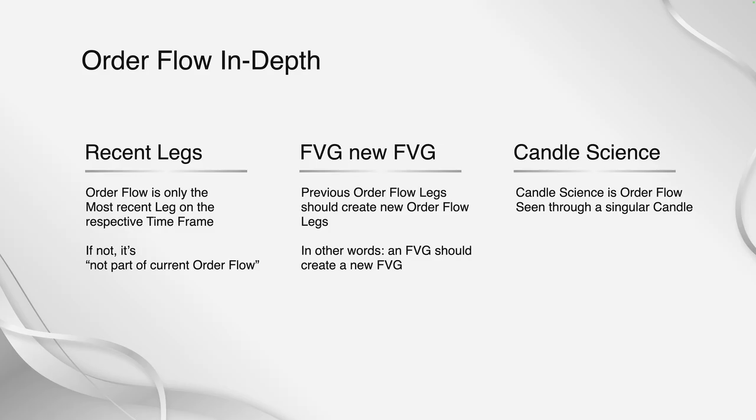So with order flow, we are always focusing on recent legs. Order flow is only the most recent leg on the respective time frame. It is not about adding orders on a random PD array all the way towards the left. And what that exactly looks like is what I'll show you in 1 second. If not, and this is what you'll hear me say quite often, if not, it's not part of current order flow. So what does that actually mean?